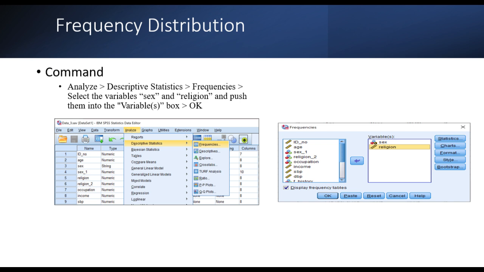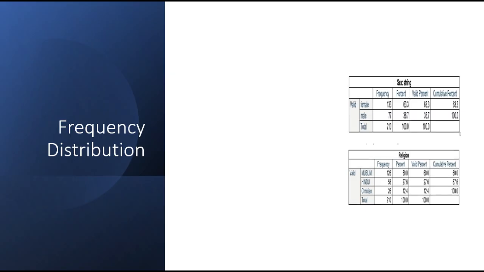Select the variables, sex and religion, and push them into the Variables box. Click OK. Frequency distribution.